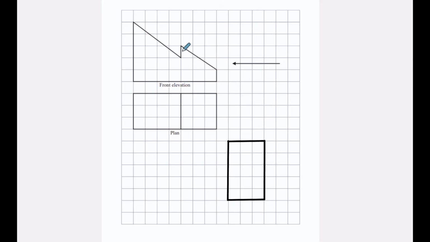And we'll also be able to see these slopey bits. I'm just going to draw some extra lines in here, one at 1 tool and the other one at 3. And so that is the side elevation. That's what it would look like from the side.